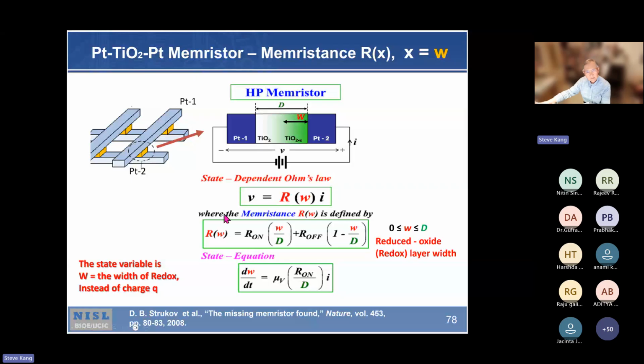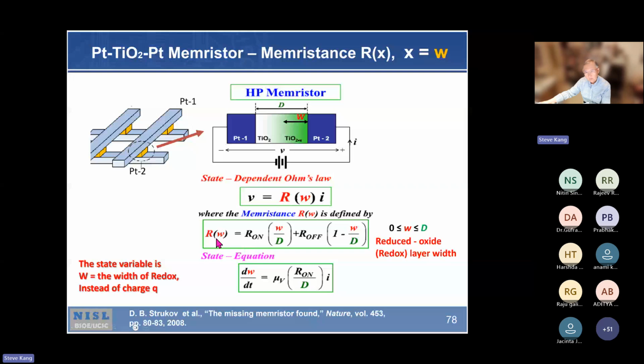So you can say that the voltage is equal to resistance times current. Resistance is a function of W. This is not Q. So this is W, state variable. It's not ideal memristor in that regard. So memristance is defined by R(W) is R_on W over D plus R_off (1 minus W over D).